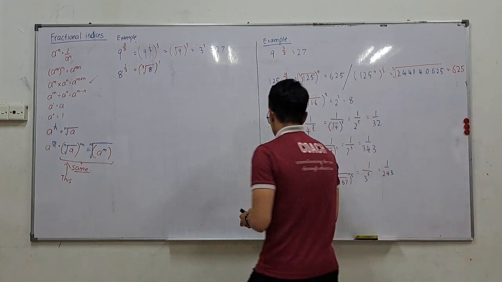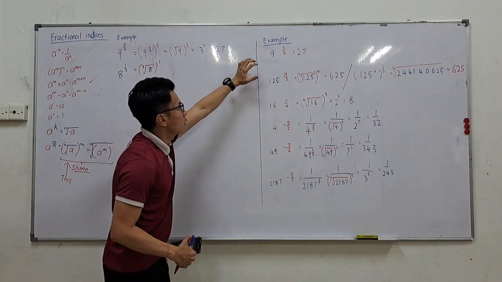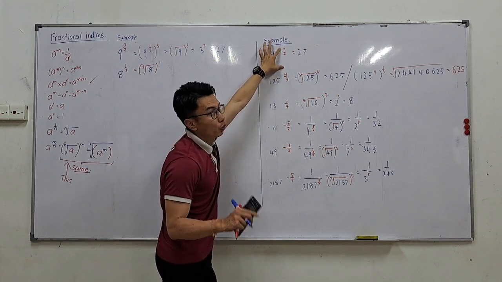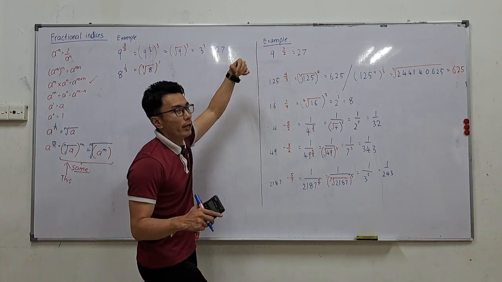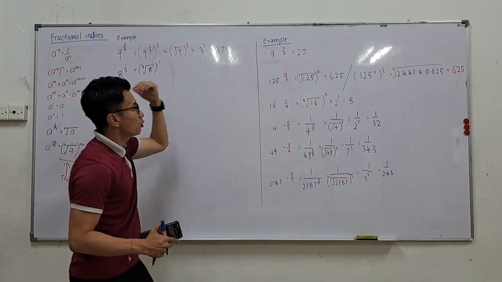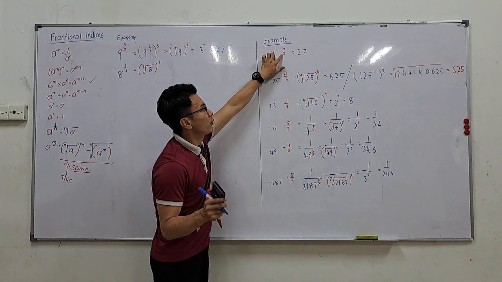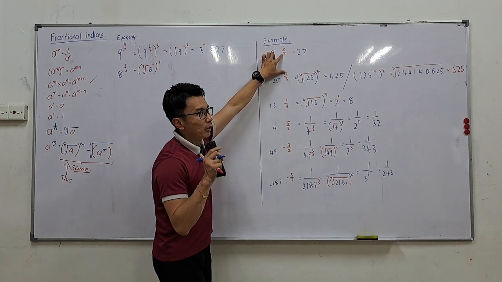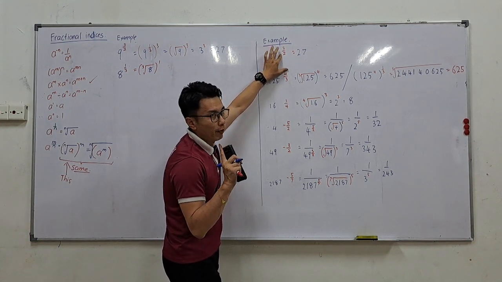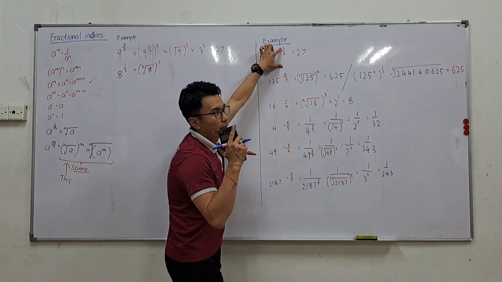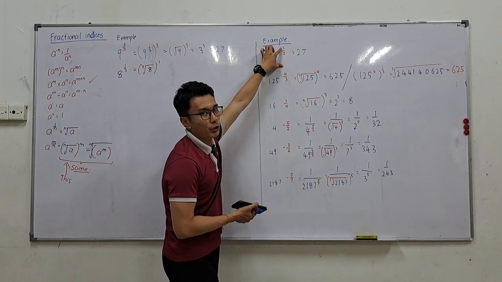Okay? So as a quick summary here, when you are dealing with fractional indexes where the numerator is no longer 1, it can be 2 or any other number, all you need to do is to look at the denominator first. That will tell you what root it is. But do not forget, after you have solved that, you have to raise that to the power of the number that is shown in the numerator of the fraction here. Okay?